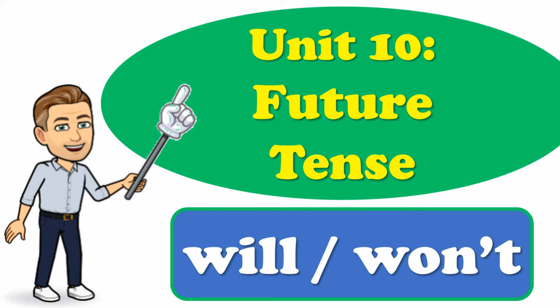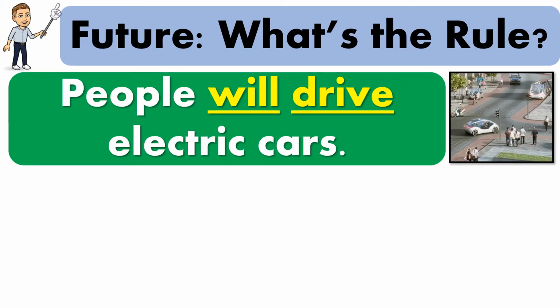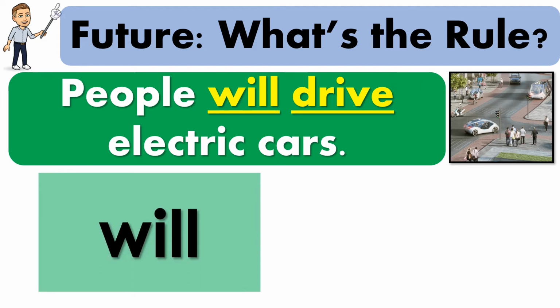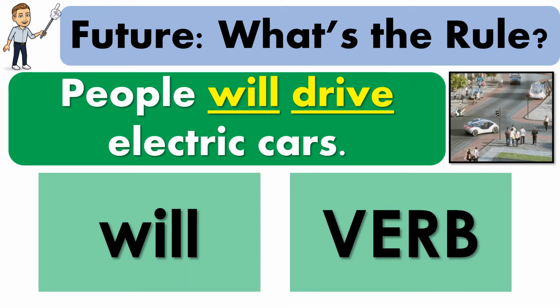Now let's look at the grammar will and won't when we're talking about the future tense. Now, what's the rule for the future tense? Well, if you look at this example, people will drive electric cars, you can see that we need to use will, and following will, we need the verb, and in this case, drive. Now, with the future tense, we just use will and the verb. We don't need to add s to the verb, no ing, no past tense form, just will and the verb. So people will drive electric cars.